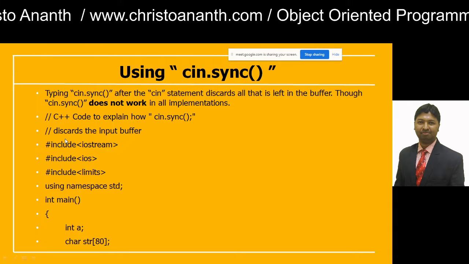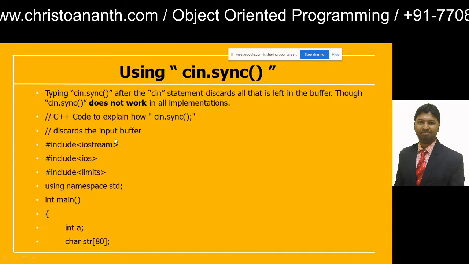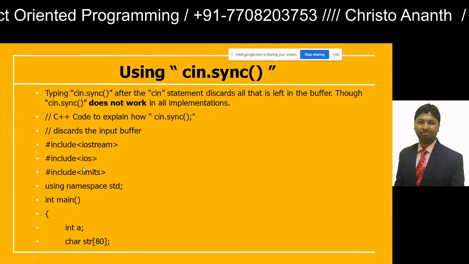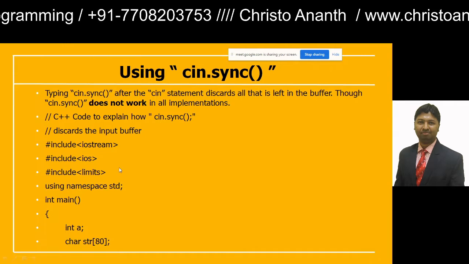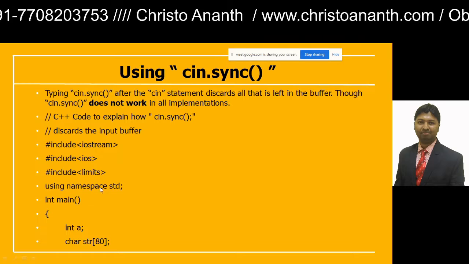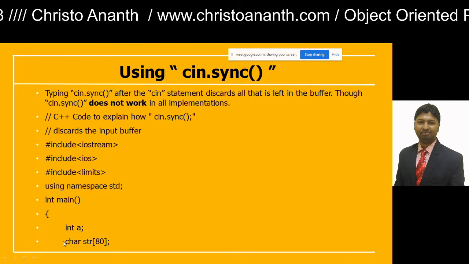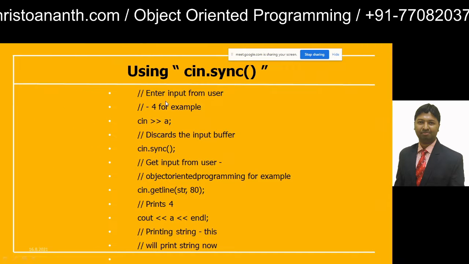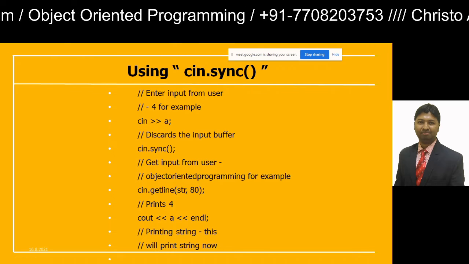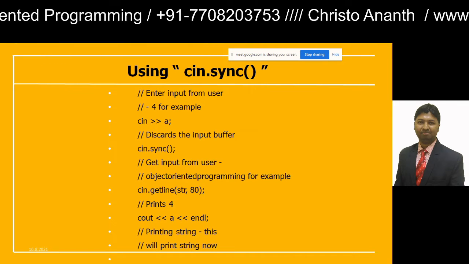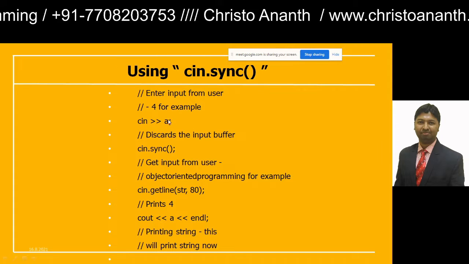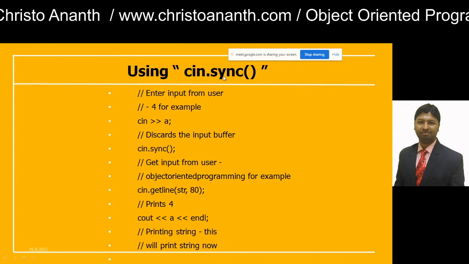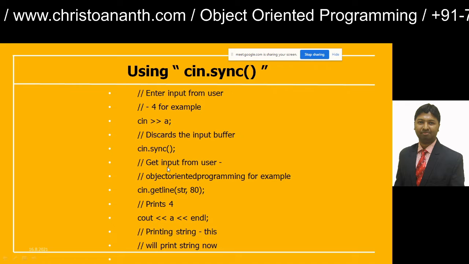So you have a C++ code to explain how the cin.sync function is going to discard the input buffer. So you have #include iostream, #include ios, #include limits. You have access to all the libraries using namespace std, int main function, and then int a, character string of 80. Now you are going to get the input from the user. So for example, cin a, the input is 4. It's going to discard the input buffer with the cin.sync function, and afterwards you are going to get the input from the user.